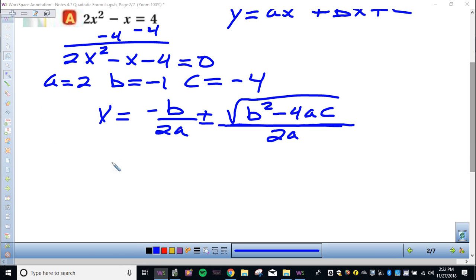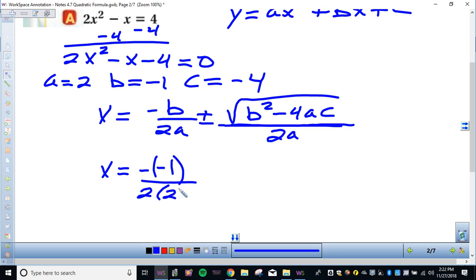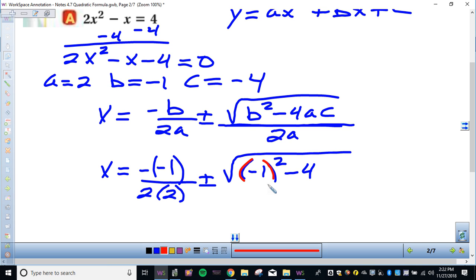So the b is negative, so x equals negative, negative 1, right, like that, over 2 times 2, plus or minus. Really important that you put that negative 1 in parentheses, so (negative 1) squared. If you don't use parentheses here, you get the wrong answer, and that's super annoying if you plug it in correctly to get the wrong answer. So a is 2, and c is negative 4. And then it's still over 2 times 2 in the bottom.